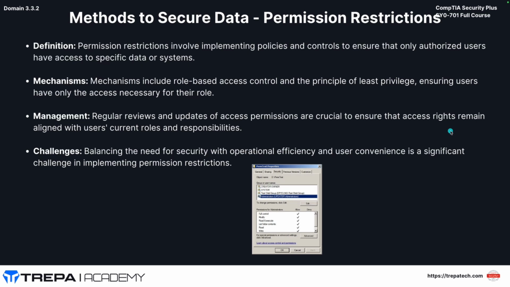Okay, then permission restrictions. So something that's simple, right, is what's our read, write, and execute permissions? Who are we allowing access? This also dives into identity access management, which I've talked about. So sometimes we need to set permissions and restrictions on our data. So permission restrictions involve implementing policies and controls to ensure that only authorized users have access to specific data or systems. Okay, awesome. So that was domain 3.3.